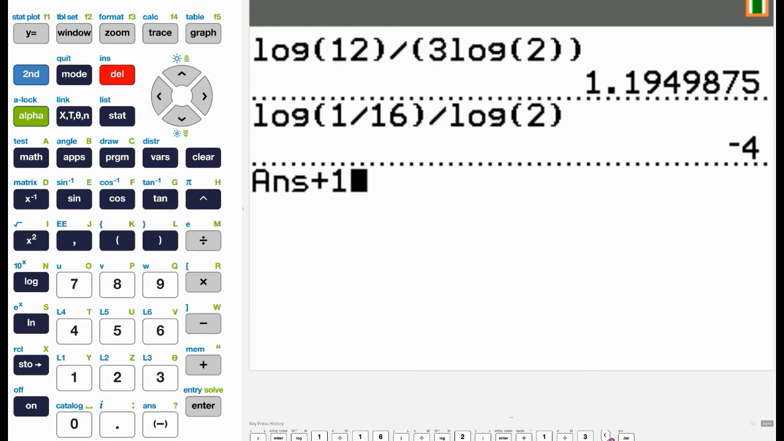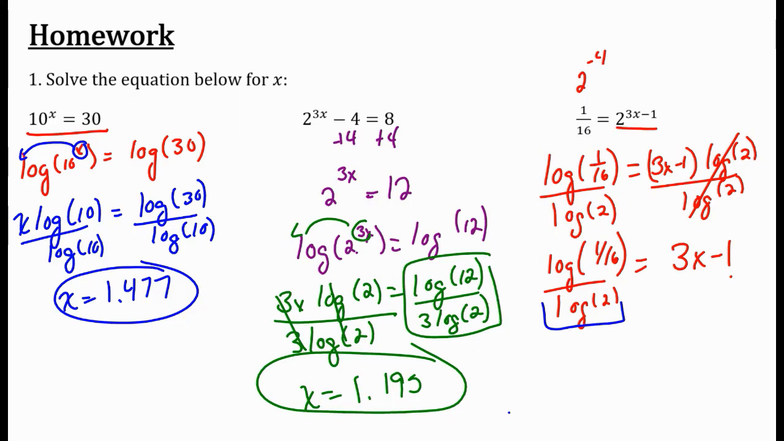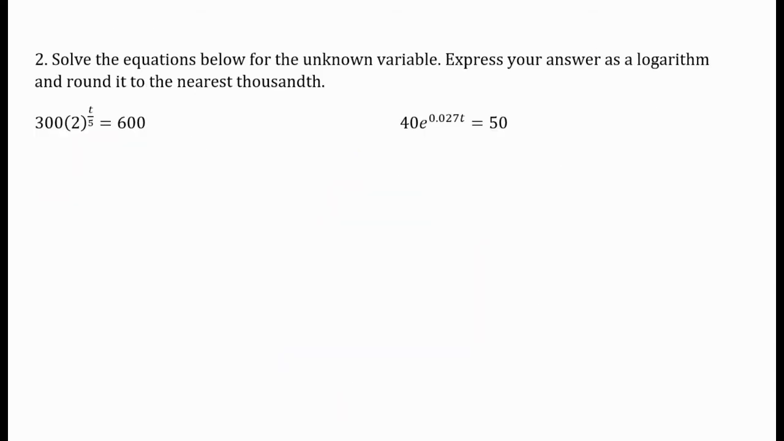Do it in 2 different steps, not like I just did. Add the 1. Divide by 3. So we get negative 4 equals 3x minus 1. Negative 3 equals 3x. So x equals negative 1. So all of these equations could have been solved with the natural log, but we used the common log, the base 10 log, so that worked too. The big idea is when the variable's trapped in the exponent, we need to use logarithms to bring that down as a coefficient so we can actually solve for it.